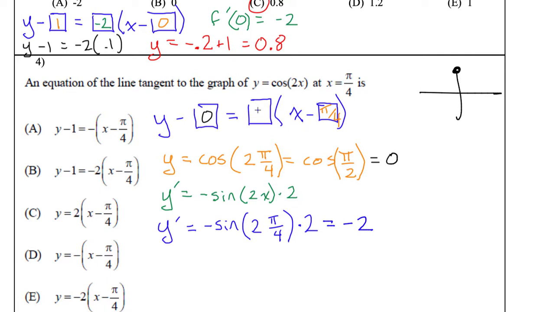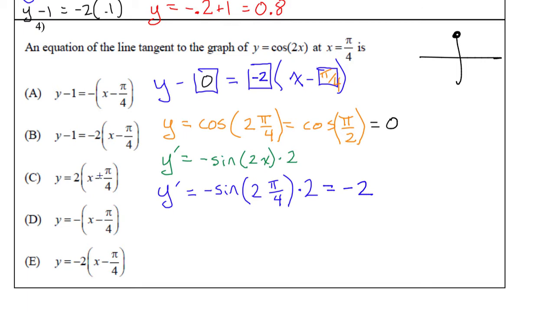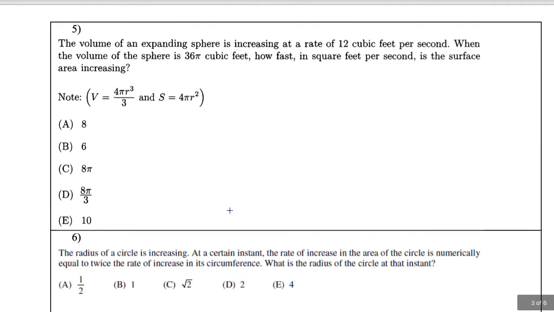So come back over here, say that's a negative 2, and y is equal to negative 2x minus 4, so it looks like the correct answer is E. X minus pi over 4. People are still writing, so that's why I'm waiting, and we are on to number 5.